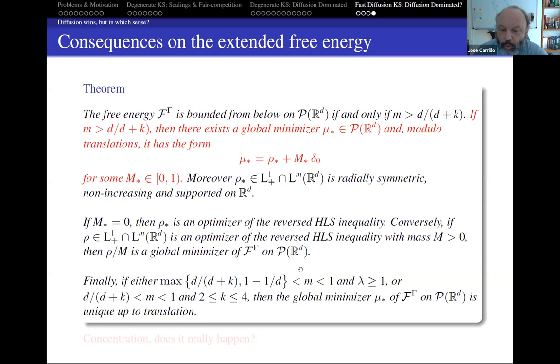Okay, so the concentration, does it really happen? We don't have a full answer to that, and that's one of the challenging open problems that we see in this direction, which I find quite interesting. Okay, so I think I'm almost done.